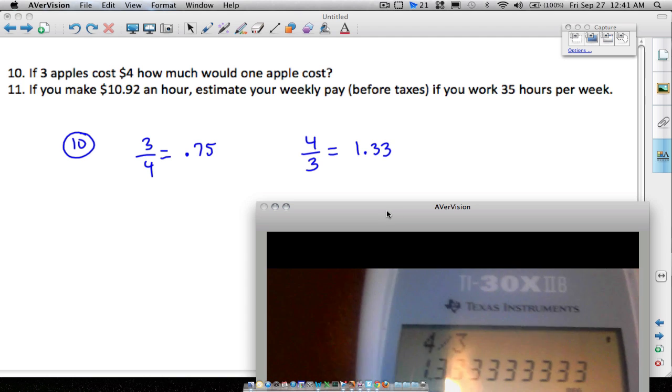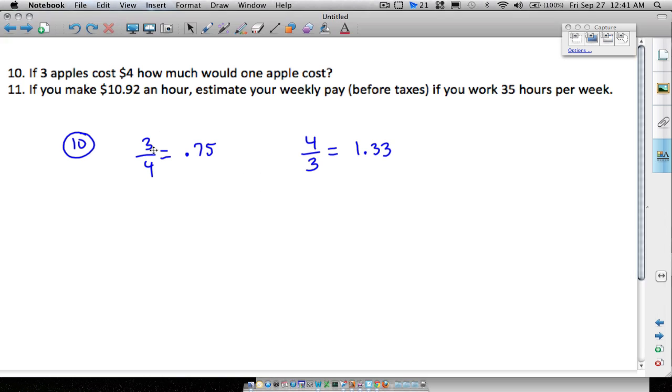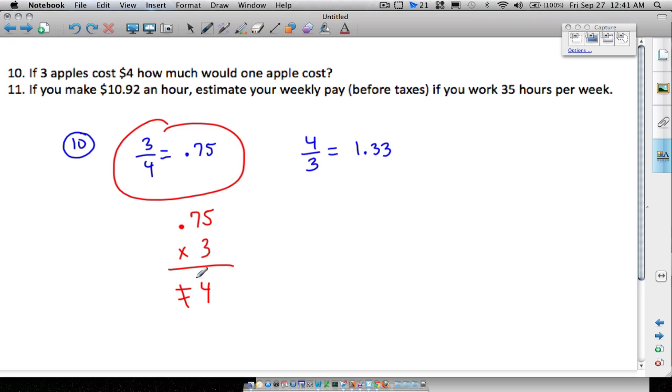Think about this. How many apples did we buy? 3 apples. How much did those 3 apples cost? $4. So how much would 1 apple cost? This one right here does not make sense. If you're saying that 1 apple costs 75 cents, 75 cents times 3, I don't care what it is, it's not equal to $4. 75 times 3 is $2.25. It's not equal to $4. This one right here is the one that makes sense. So let's look at that.